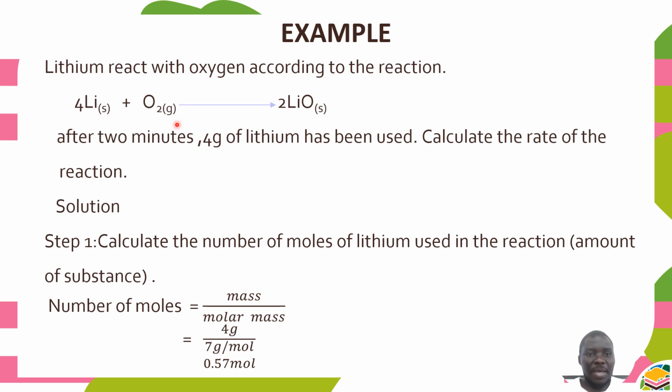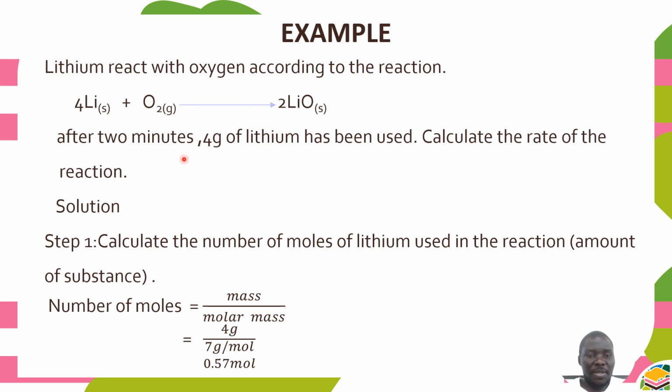Lithium reacts with oxygen according to the reaction. So here, based on what I was saying in the previous slide, you need to be flexible to check what you have been given and use the formula correctly. For example, lithium reacts with oxygen according to the reaction below. We have a chemical equation where lithium is reacting with oxygen to produce lithium oxide.